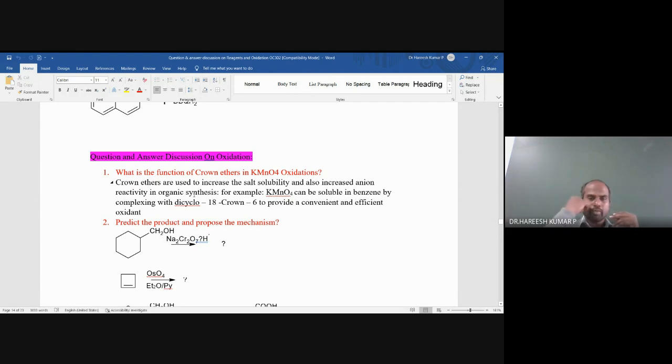I think you are aware of the host guest phenomena. Here the host is 18 crown 6, whereas the guest is KMnO4. So when there is a host guest interaction, this concept is useful for the oxidation of KMnO4 even in organic solvents. That is the advantage of the use of crown ether in organic synthesis. Let's give an entry.